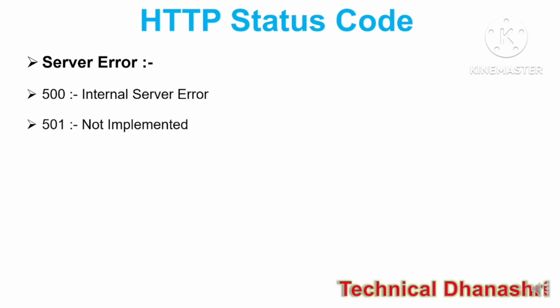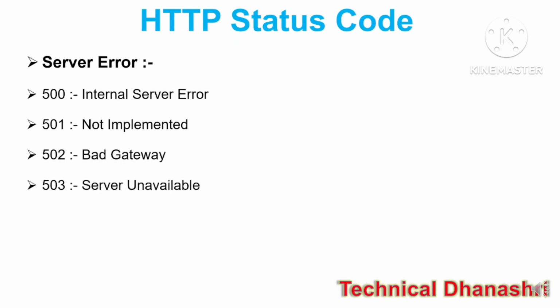After that we have a 501 status code, it is for not implemented. After that we have a 502 status code, it is for bad gateway. In that, the server you are trying to hit is down, and at that time you get a 502 status code, so it is basically for server down. After that we have a 503 status code, it is for server unavailable. In that, at some particular time the server is down or the service is not available, and you get a 503 status code, server unavailable.